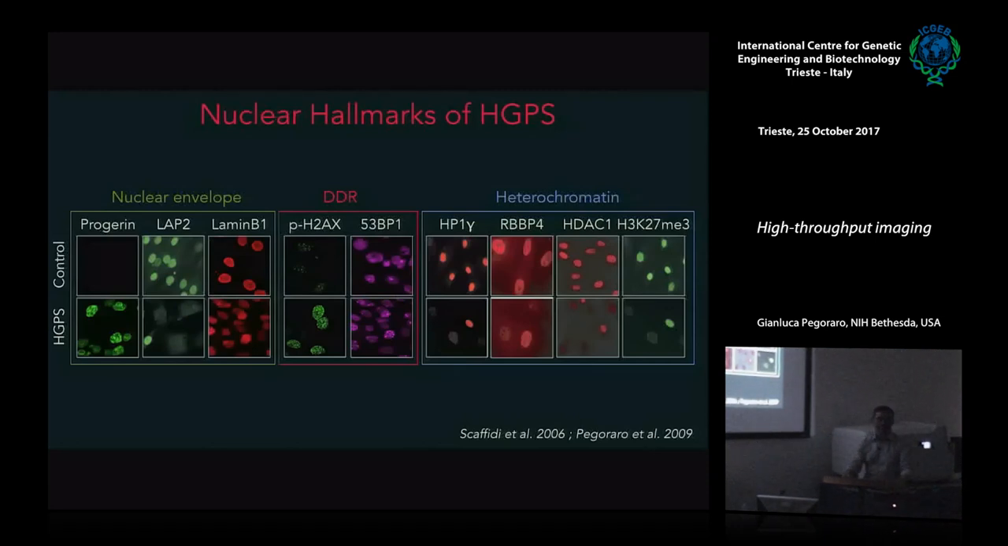The Misteli lab and others, now quite some time ago, actually showed that other essential components of the nuclear envelope are downregulated in the cells of HGPS patients. The endogenous DNA damage response is actually activated, as shown here by an increased number and intensity of gamma-H2AX and 53BP1 spots, a known marker of the DDR. And other heterochromatin proteins are actually downregulated.